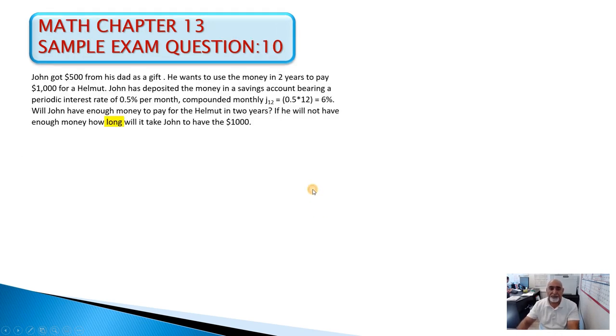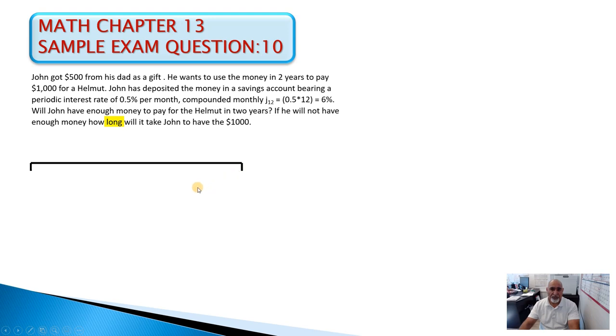Question number 10. John got $500 from his dad as a gift. He wants to use the money in 2 years to pay $1,000 for a helmet. John has deposited the money in a savings account bearing a periodic interest rate of 0.5% per month. That's going to be a J12. You take 0.5 and multiply by 12, and that gets you J12 equals 6%. That's what we're going to use. Will John have enough money to pay for the helmet in 2 years? If he will not have enough money, how long will it take John to save to get to the $1,000?